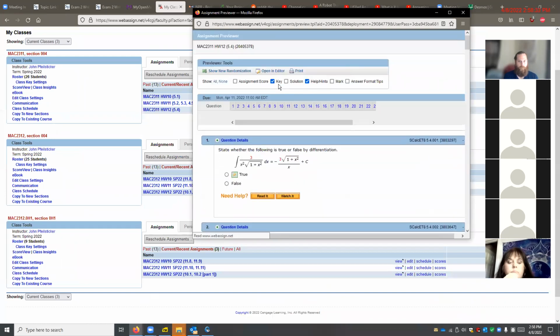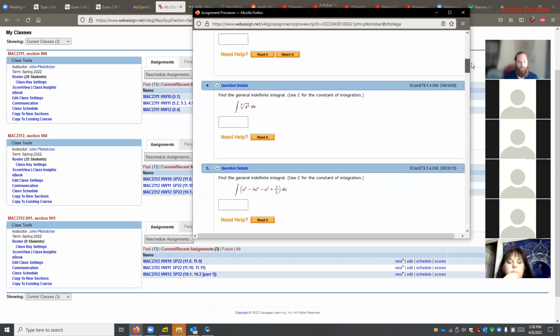Let me turn off the key. This will be more fun without it. Yeah. So a lot of these are more a matter of the algebra. Let's take a look. This is homework 12, number 4.